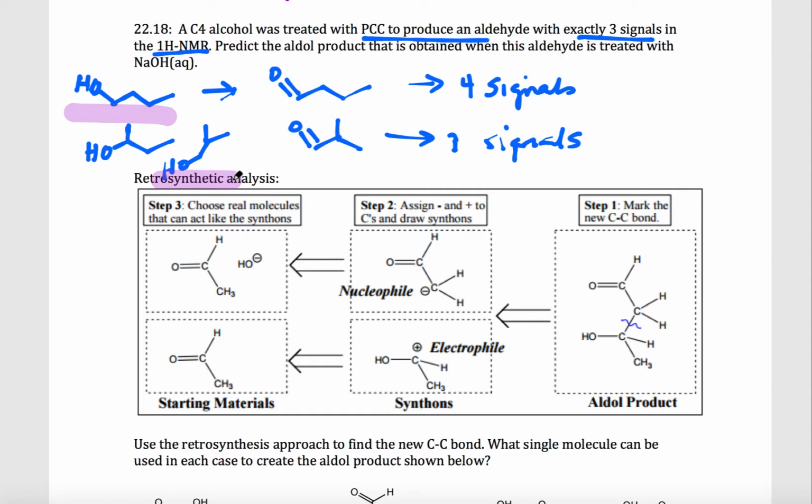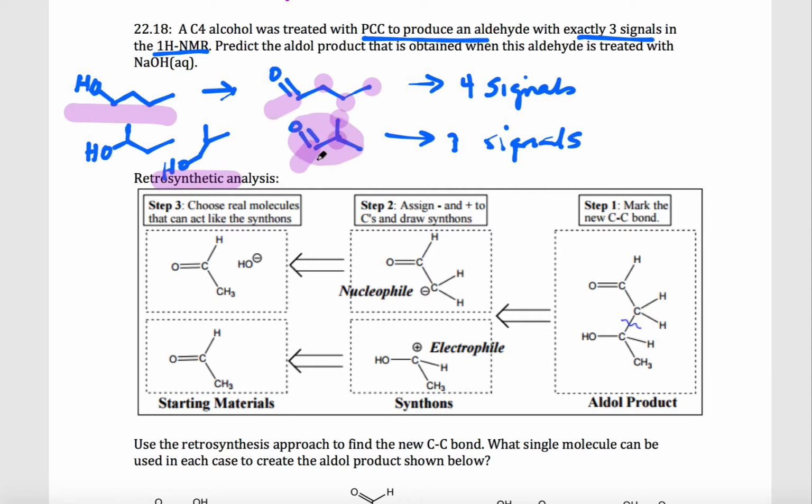Okay, so of these 2 aldehydes then, which come from these alcohols here and here, you're going to have 4 signals from the straight-chain aldehyde: the aldehyde hydrogen, 1 here, here, and here, alpha, beta, gamma. So that's 4 signals. And for this aldehyde, you're going to have the aldehyde and the alpha and the beta, because the 2 betas are the same or equivalent. So that's only 3 signals. So the aldehyde that we want is this one right here.